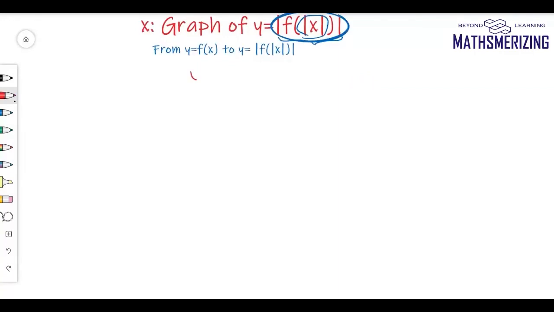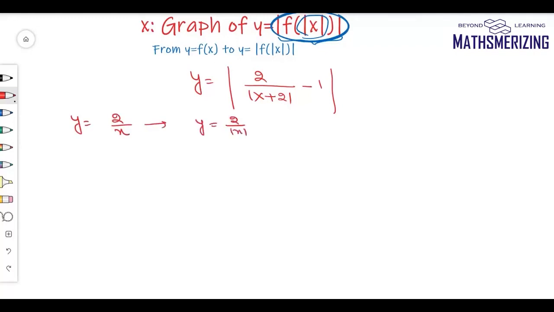Suppose I have to draw the graph of y equals mod of 2 upon mod of x plus 2, minus 1. So my basic graph here will be y equals 2 upon x, and from here first I'll take the transformation of mod x. So y equals 2 upon mod x, and then I'll shift it along the x-axis, 2 upon mod of x plus 2, and then I'll shift it along the y-axis, y plus 1 equals 2 upon mod of x plus 2, and then finally I'll take mod of f(x), mod of 2 upon mod of x plus 2 minus 1.